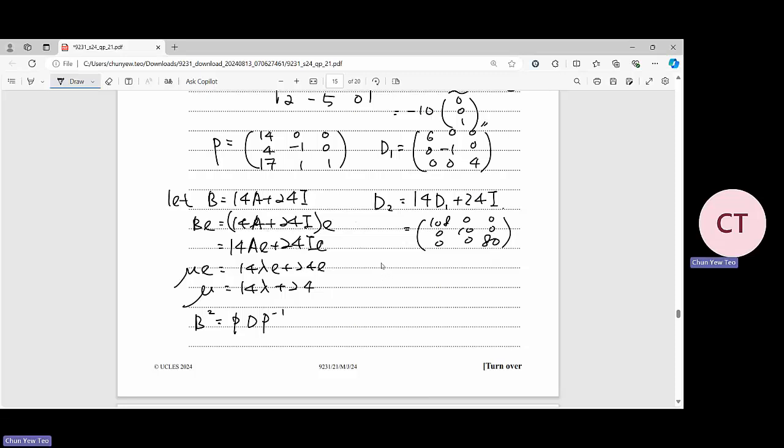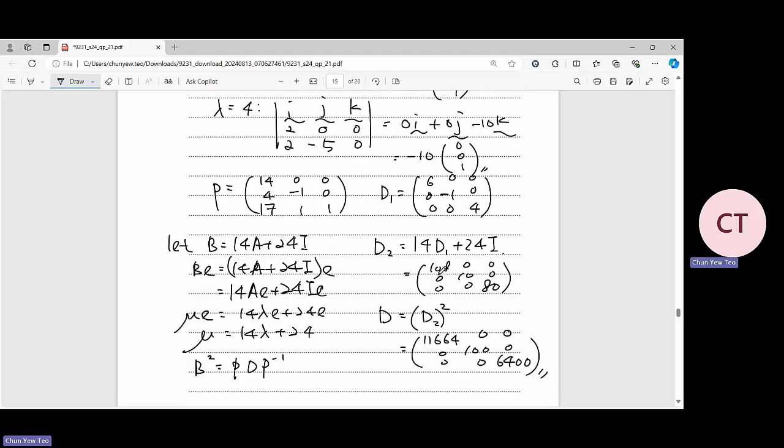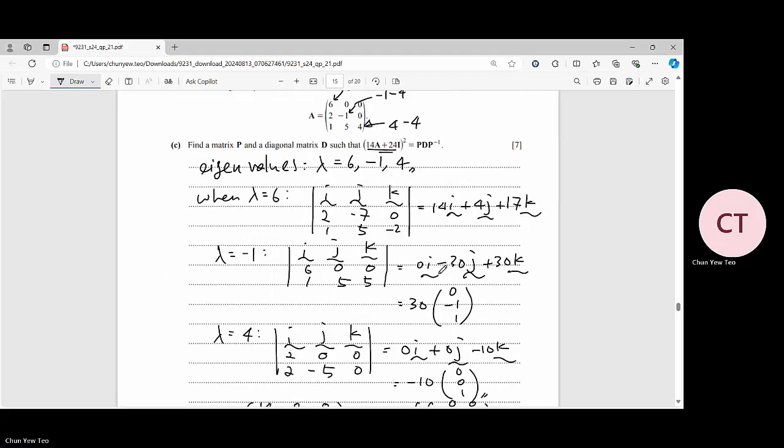So your D is actually D2 squared. So D2 squared, if you square it, then you will get the answer as 11664. This one is 100. This one is 6400. That is the answer for question number 8C.